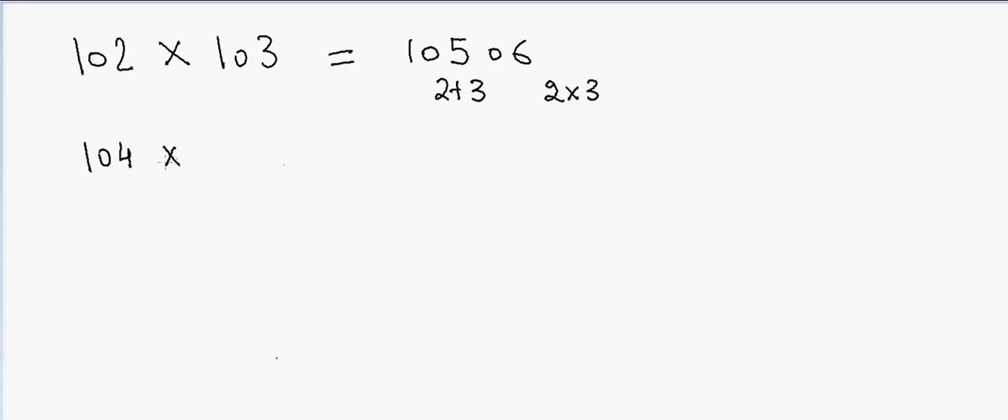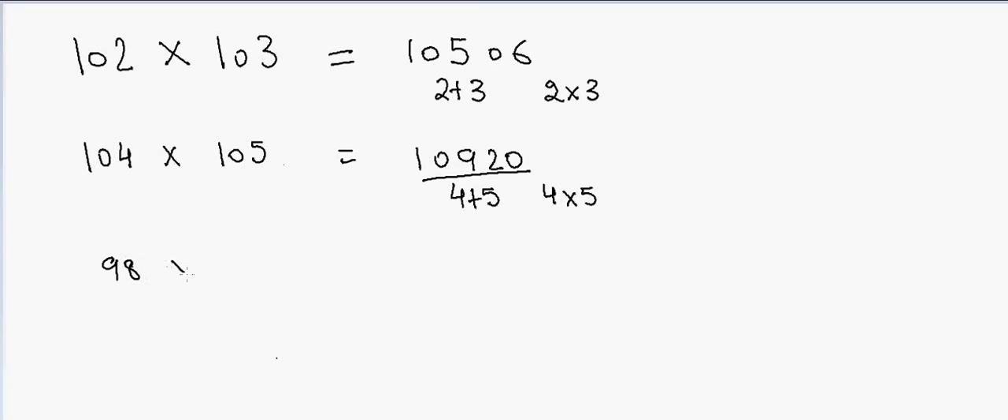Another example, if I have 104 and I want to multiply by 105, in this case 4 plus 5 is 9, and 4 into 5 is 20. The answer is 10920.